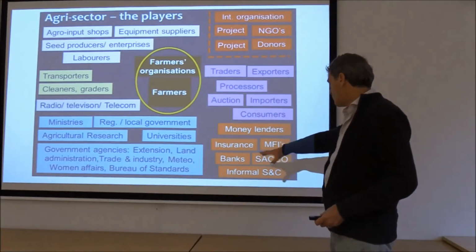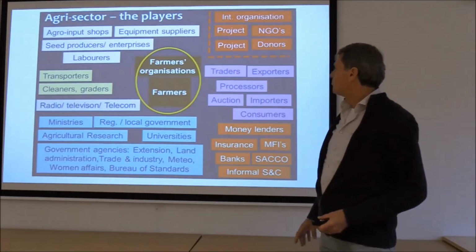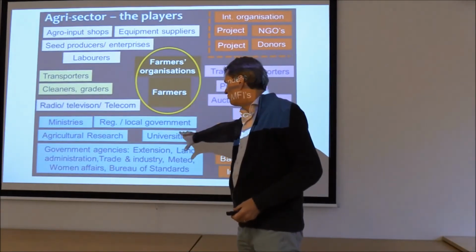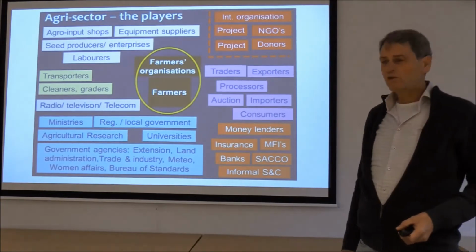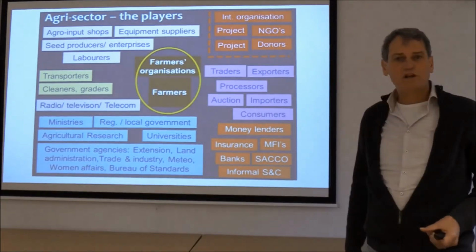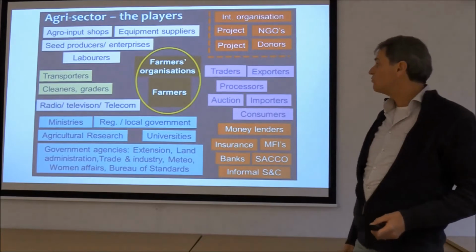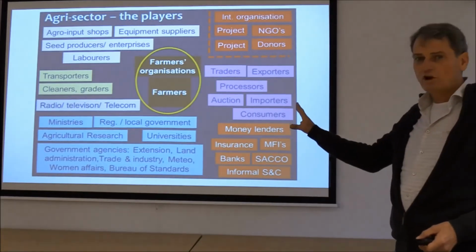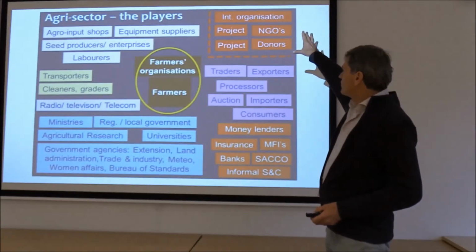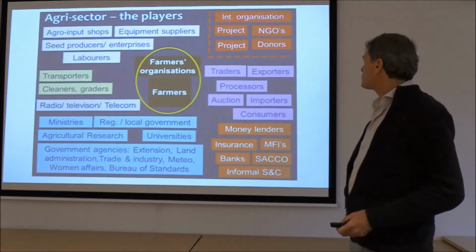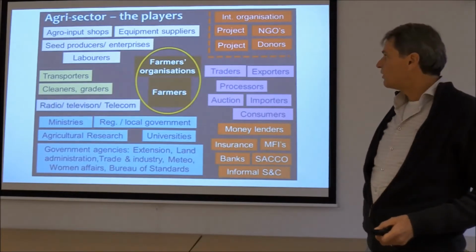Also on the financial side we have banks, microfinance institutions, money lenders, etc. Then in the public sector you see in light blue ministries, local government, agriculture research, universities, all kinds of government agencies like Extension Service, Land Administration, Meteorological Agency, Bureau of Standards, you name them, there are so many. And of course these are different from country to country. On the top right side in red you see another group of players: international organizations, projects, NGOs, donor organizations. We come to talk about them also.